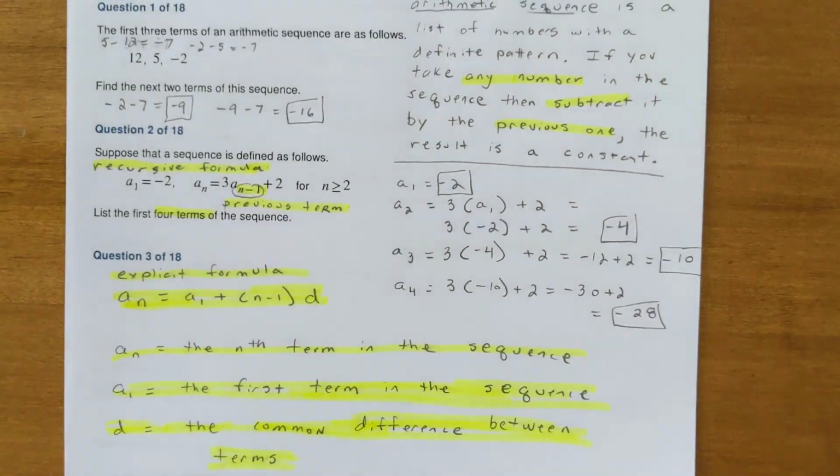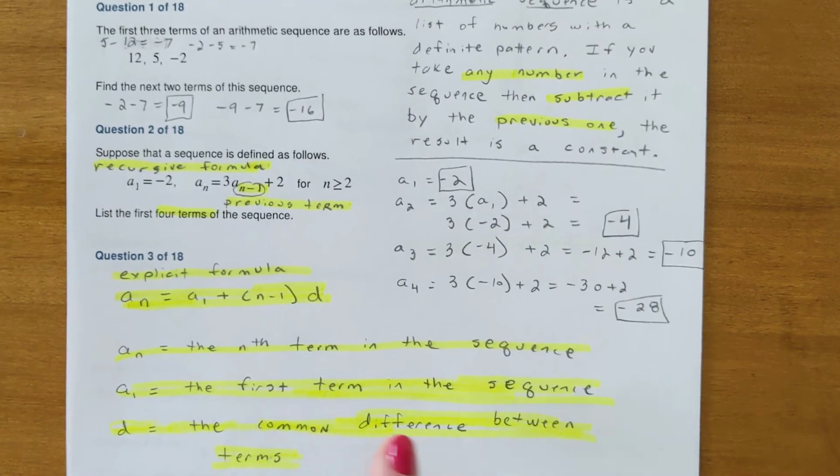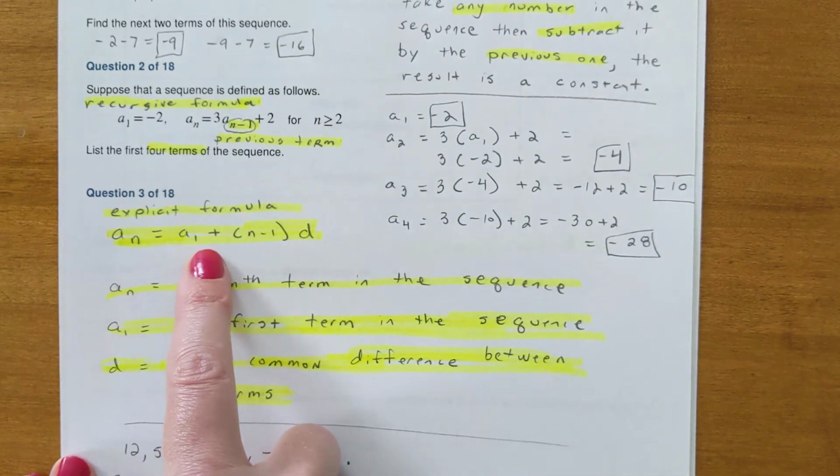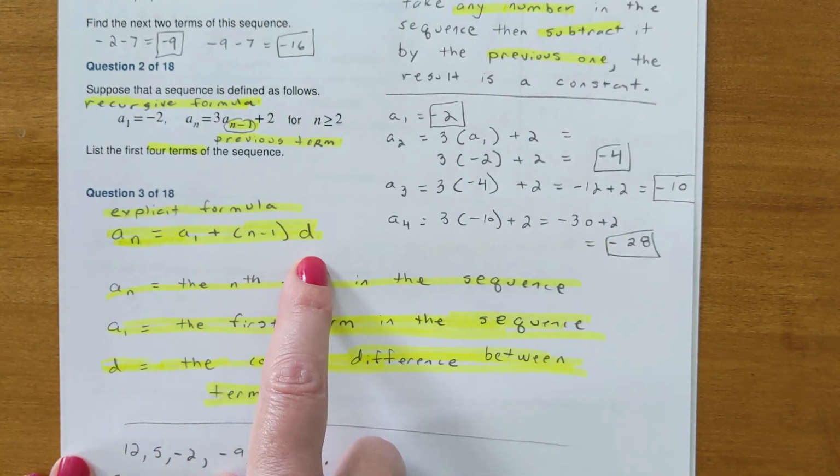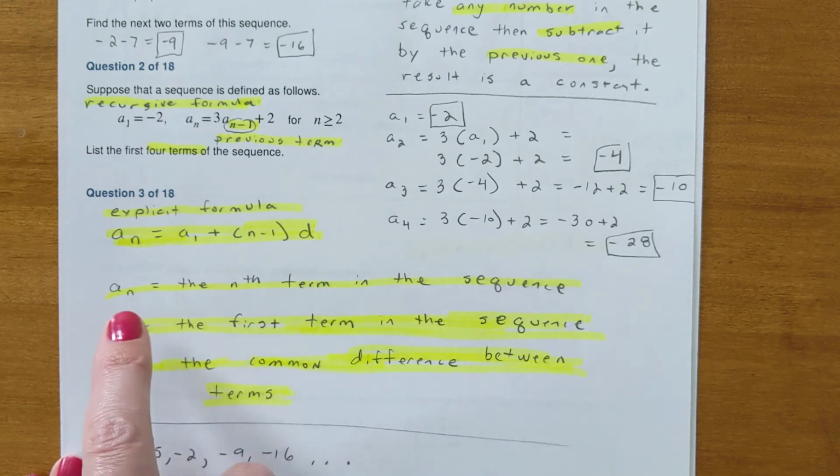And on the first page, I had some things highlighted. This is a recursive formula. A of n minus 1 means the previous term. A of n is equal to a of 1 plus parentheses n minus 1 times d. A of n is the nth term of the sequence. A of 1 is the first term of the sequence. And d equals the common difference between the terms.